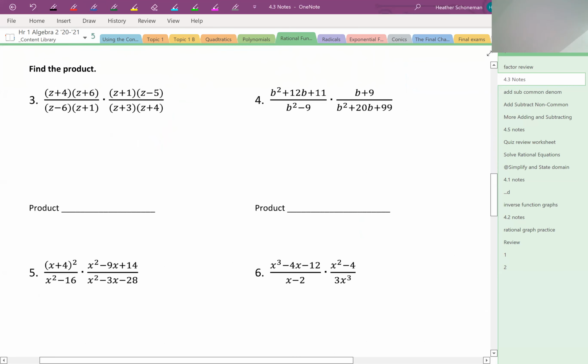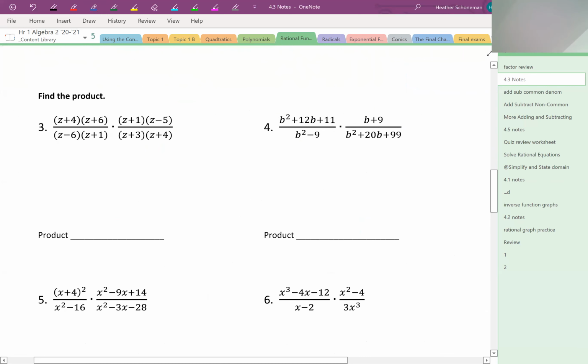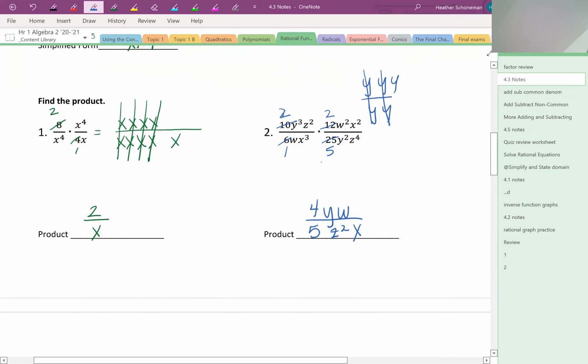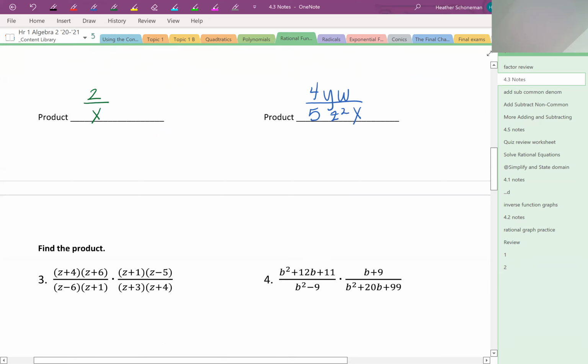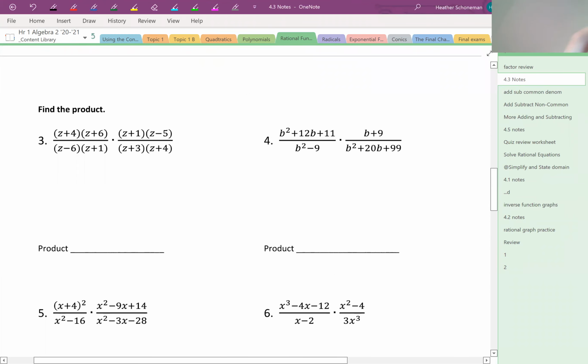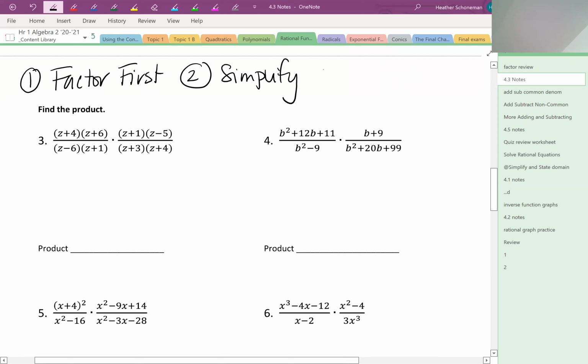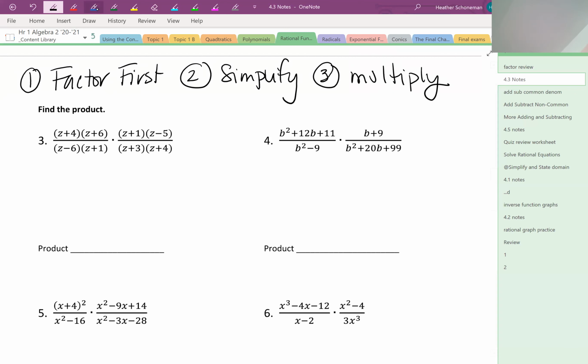Okay, now for these problems here, we've got to follow an order. The difference between example 1 and 2 and the rest of them is these didn't have addition and subtraction signs. And when they don't have addition and subtraction signs, you just start reducing and going to town. But when they have addition and subtraction signs, we have to do this. We have to factor first, simplify, and then multiply. And you've got to go in that order.